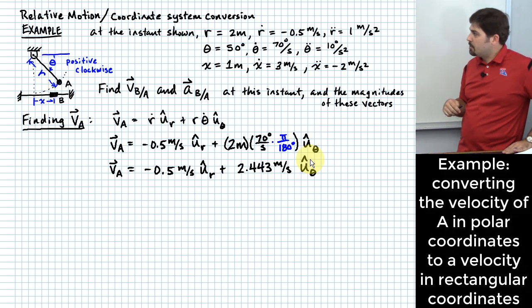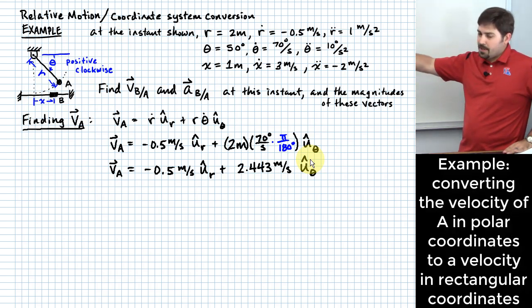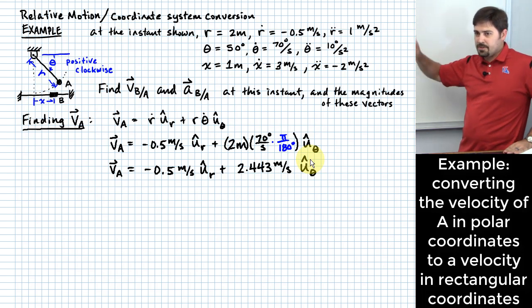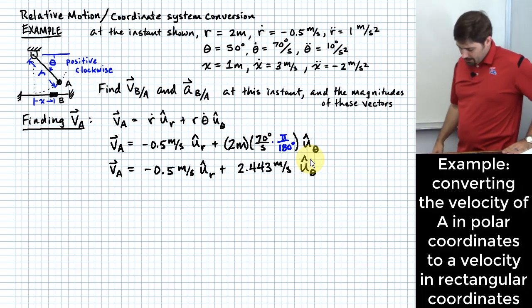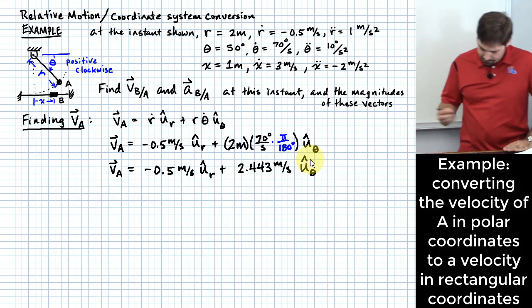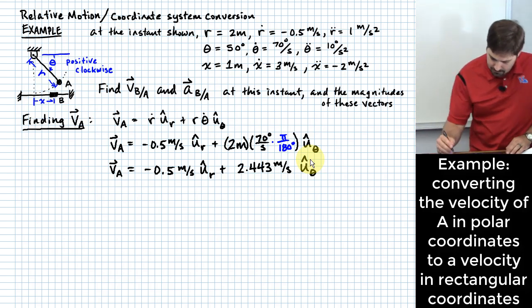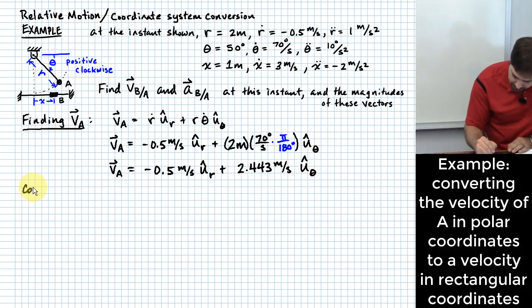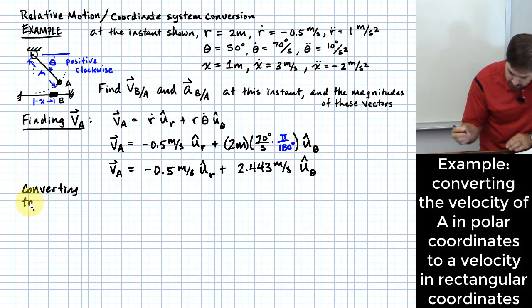All right, so what I want to do is take this velocity that I just found that's in polar coordinates and convert it into rectangular coordinates. And that's a good skill to know how to do, to go back and forth between polar and rectangular coordinates. So let me put that label over here, converting to rectangular coordinates.